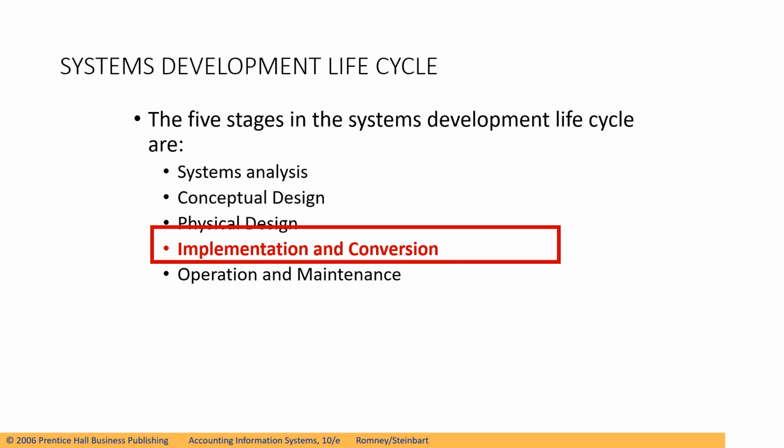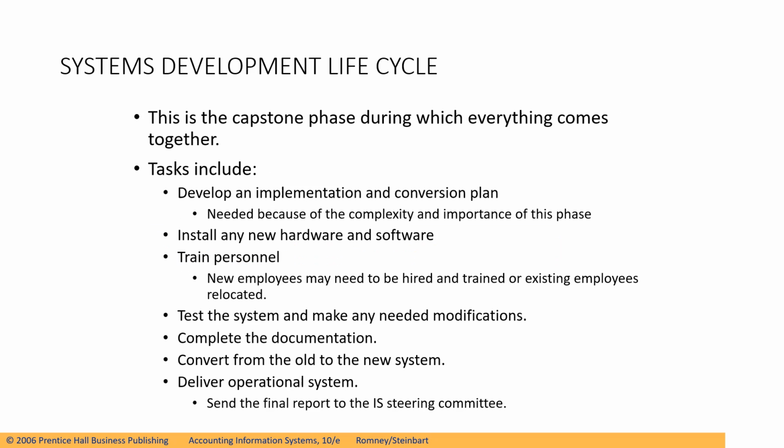Next, we are in the implementation and the conversion. So this is the capstone phase, now the implementation and conversion, during which everything comes together. So the task include here is you develop an implementation and conversion plan because it's very needed, because of complexity and importance of this phase. So either you will do some direct implementation, parallel implementation, or phase implementation. It depends upon the company.